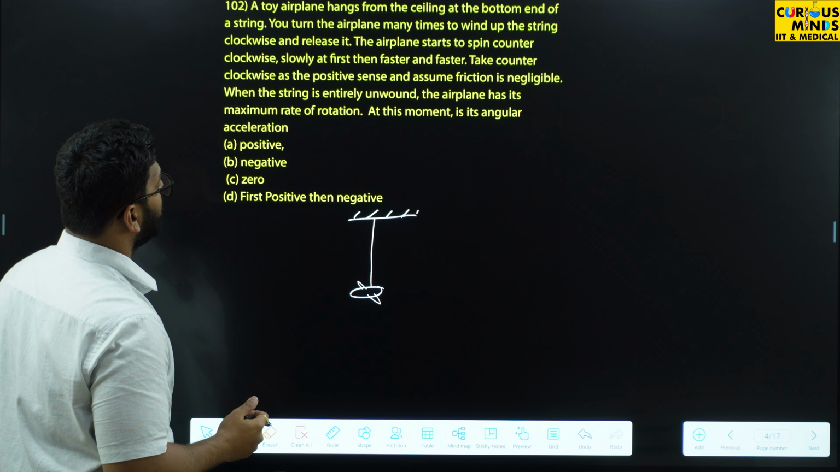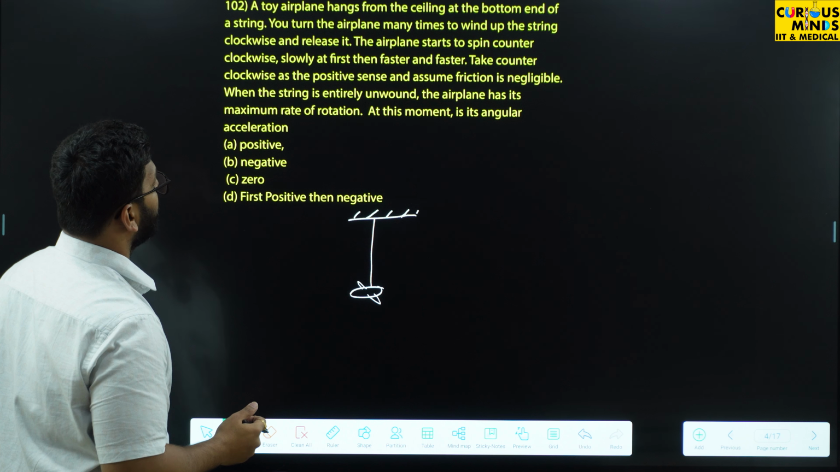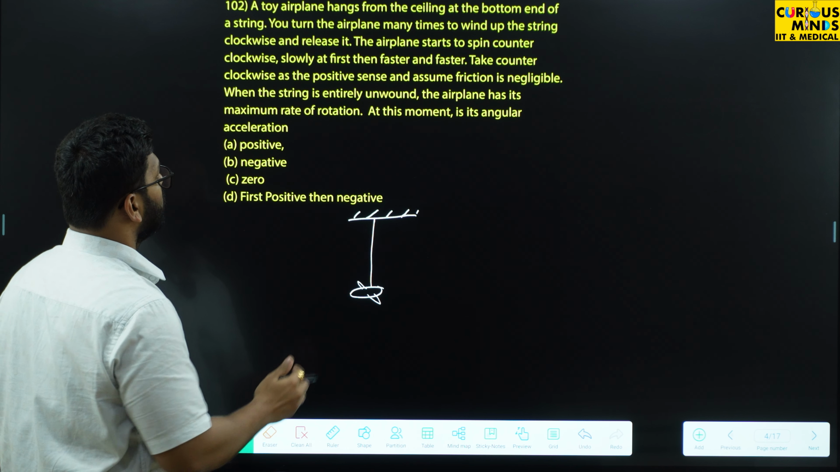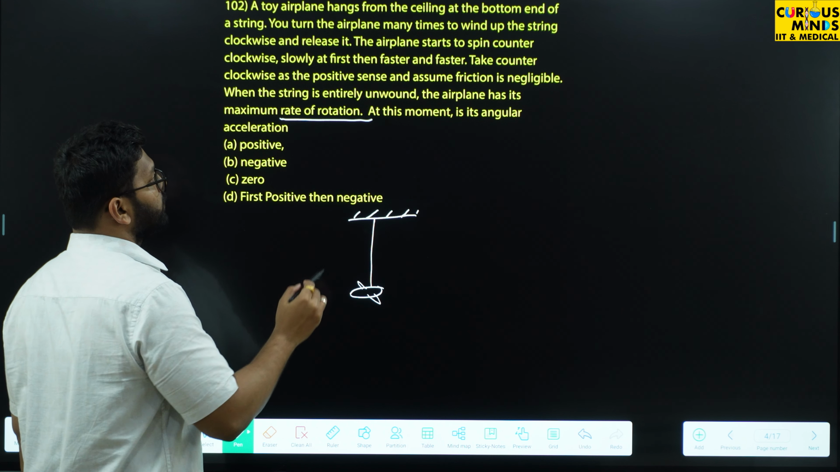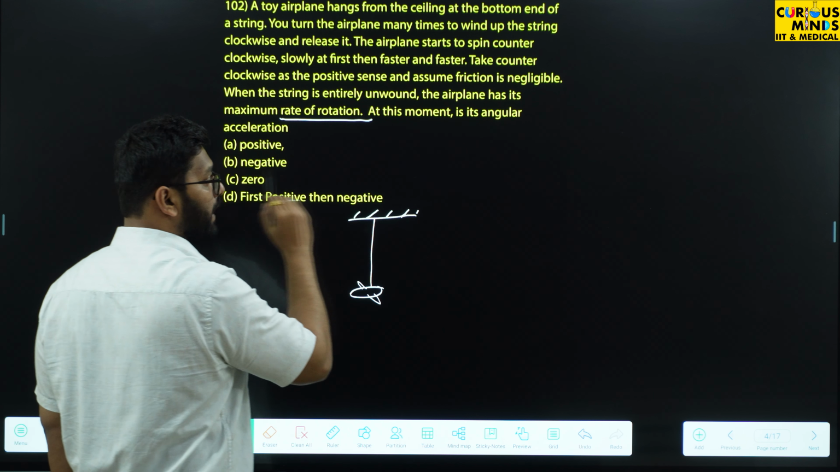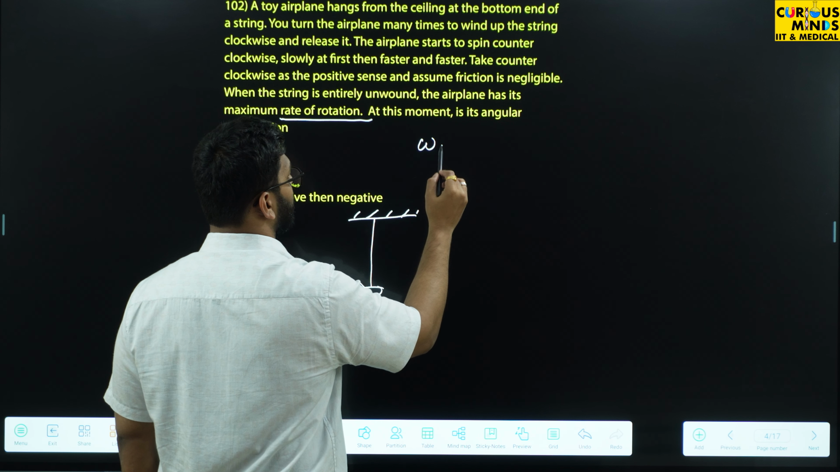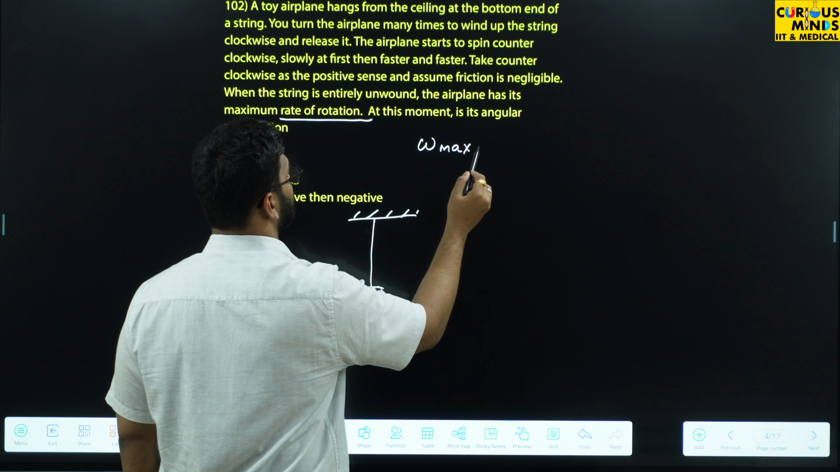When the string is entirely unwound, the airplane has its maximum rate of rotation. Maximum rate of rotation, that means what? Our velocity is maximum. So maximum omega. Omega maximum is there, right?